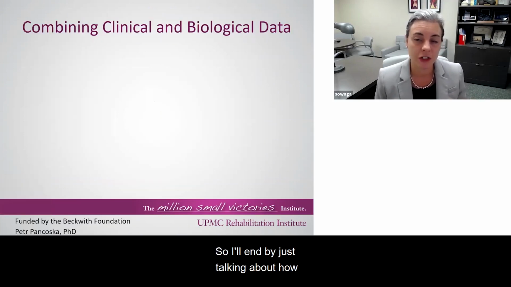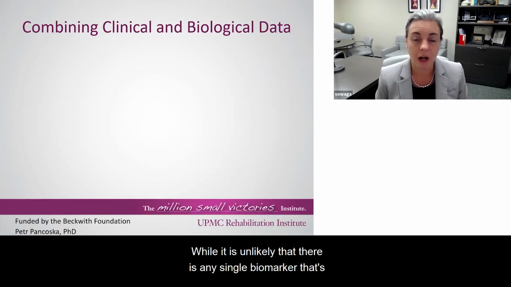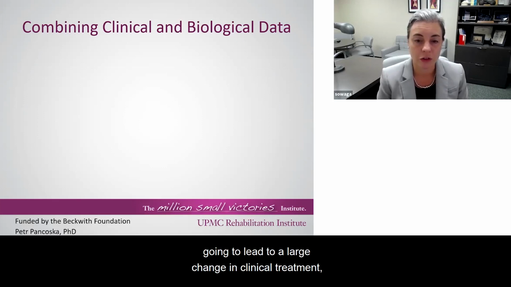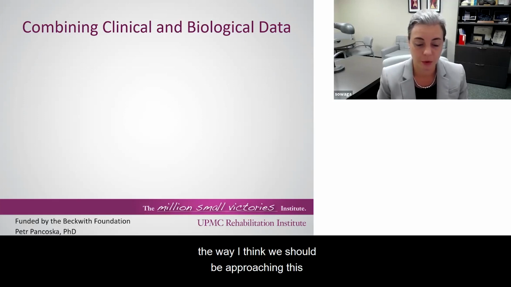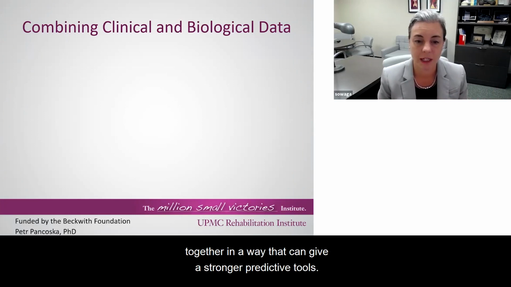So I'll end by just talking about how I think we can start to bring this together. While it is unlikely that there is any single biomarker that's going to lead to a large change in clinical treatment, the way I think we should be approaching this is to really characterize the entire condition, the entire syndrome, and bring all of these measurable aspects together in a way that can give us stronger predictive tools.